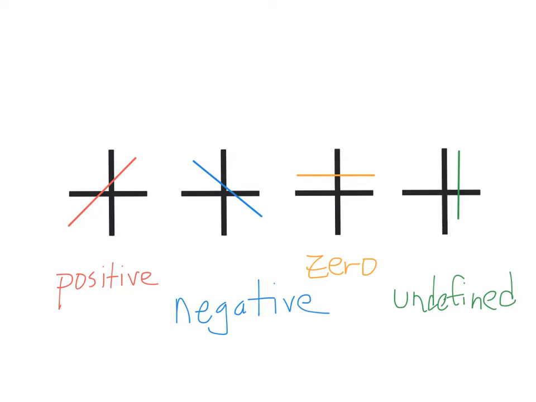Our red line, lines that lean in that direction, will always have a positive slope. Lines like our blue line that lean in that direction will always have a negative slope. Horizontal lines like our orange line will always be a 0 slope. And vertical lines like our green line will always have an undefined slope.